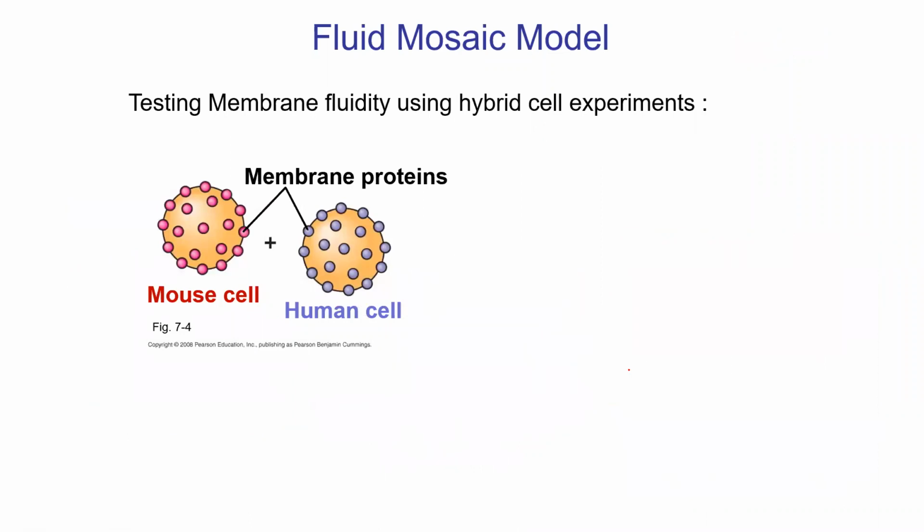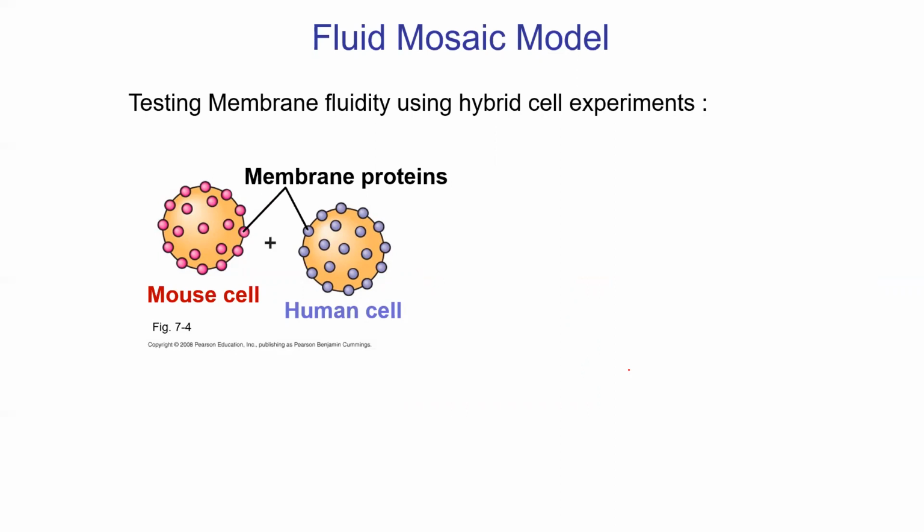There's another pretty cool experiment that was done. The colors here are not the colors that were used. The colors are actually red and green, but I think the textbook changed them because of people who are red-green colorblind. What they did is they took two cell types. It doesn't really matter which two, but in the experiment, they used a mouse cell and a human cell. And they fluorescently labeled the proteins on the surface of the cell.